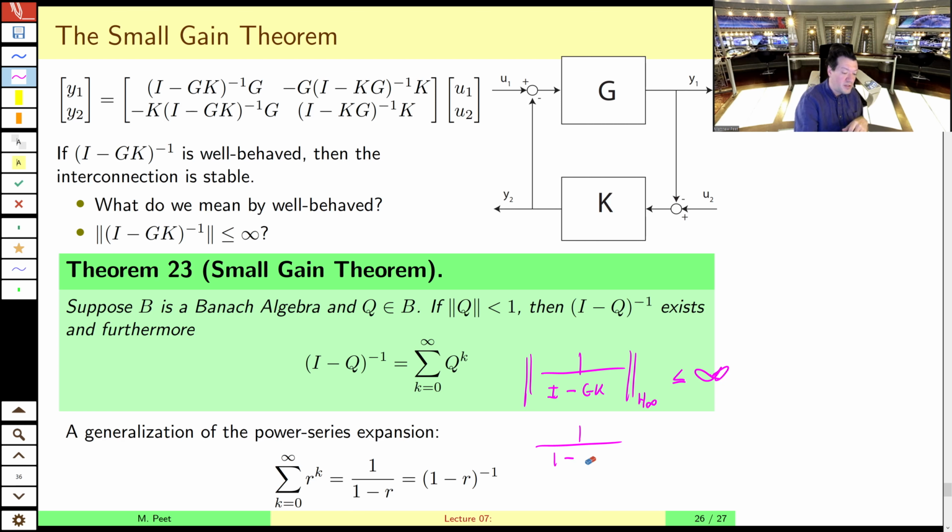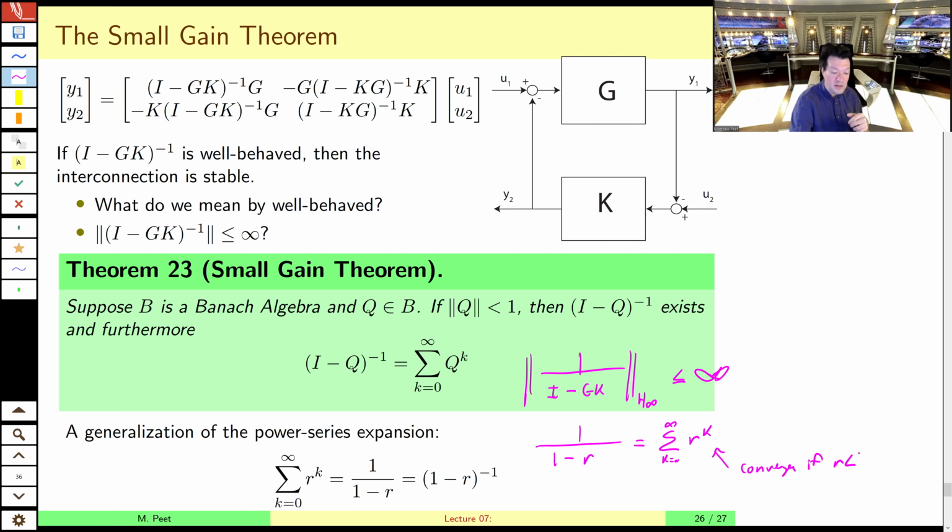If these were scalars, in your standard algebra, how would we determine whether this thing converges? Well, if you remember the power series expansion, if this is just R, then what is that inverse? It's just the summation from k equals 0 to infinity of R to the k. And we know that this converges if R is less than 1. It converges if R is less than 1.